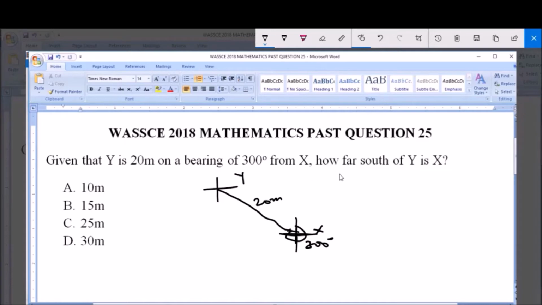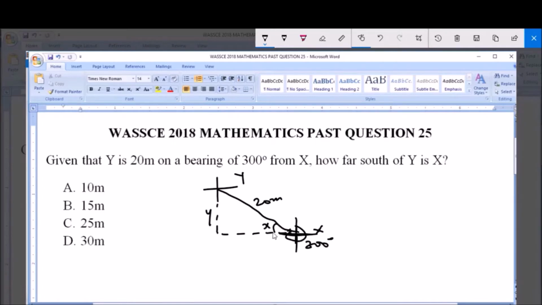That's how far south. Now this is the south. So we have to find how far south, which is this point, let's call it y, how far south of y is x, so this point here. Now for us to find y, we must find this angle here, let's call this angle x.